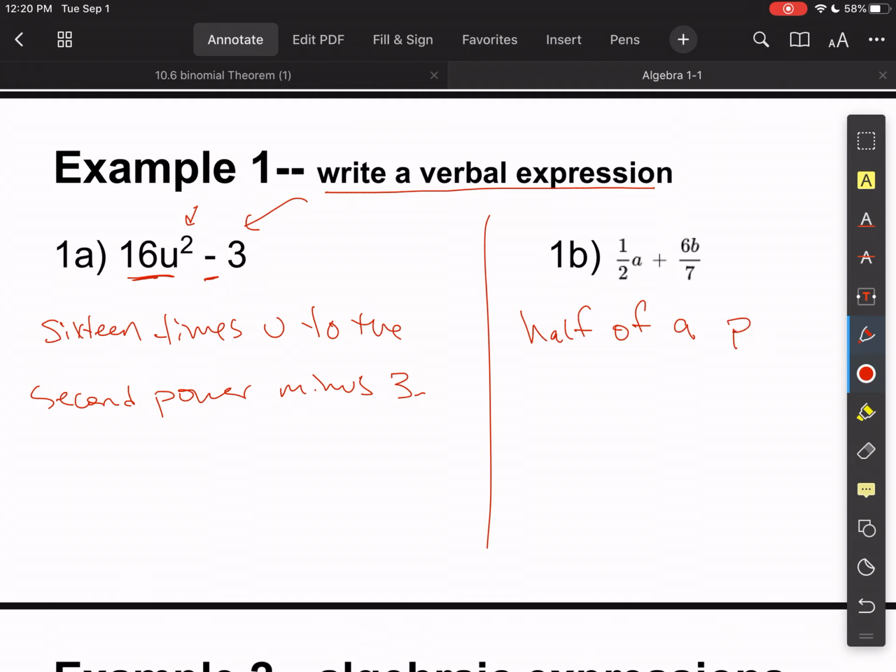For 1b, you might say half or 1/2 of a plus, or you could say added to, or whatever you want to use from that list of terms that we had, plus. And what's happening in this one is division. So plus the, we could call it a quotient, plus the quotient of 6 times b and 7. There's a number of ways you could write this, but half of a plus the quotient of 6 times b and 7. That's talking about the division that's happening here. So this is just one way of writing those.